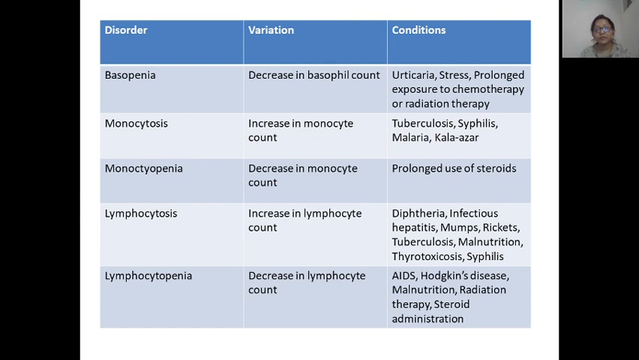the person is affected with diphtheria, infectious hepatitis, mumps, rickets, tuberculosis, malnutrition, thyrotoxicosis, or syphilis. And the last, lymphocytopenia, is a decrease in the lymphocyte count, and it is seen in cases of AIDS, Hodgkin's disease, malnutrition, radiation therapy, and steroid administration.